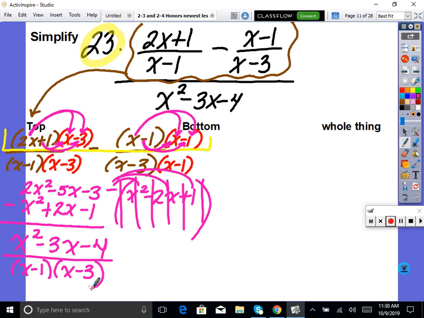Okay, so I'm going to circle that. That was my top. That was only the top, right? All that, just to get the top done, to get a common denominator.